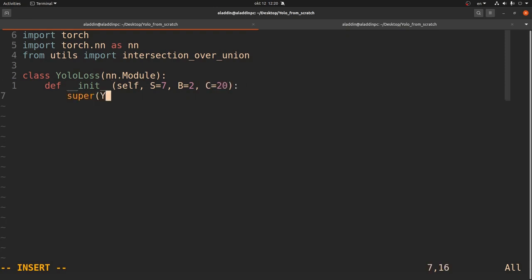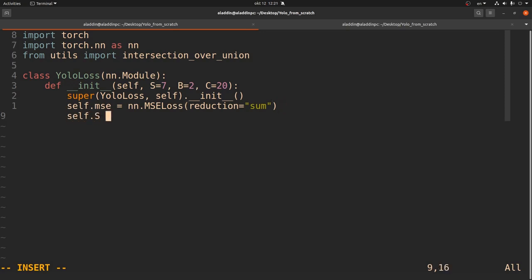So first of all, we've got to do super on YOLO loss, self dot init, and then we're going to specify our loss function. So self mean squared error. We're going to do mean squared error. We're also going to do reduction equals sum, because they don't actually average it. So yeah, just trying to follow the paper right there.